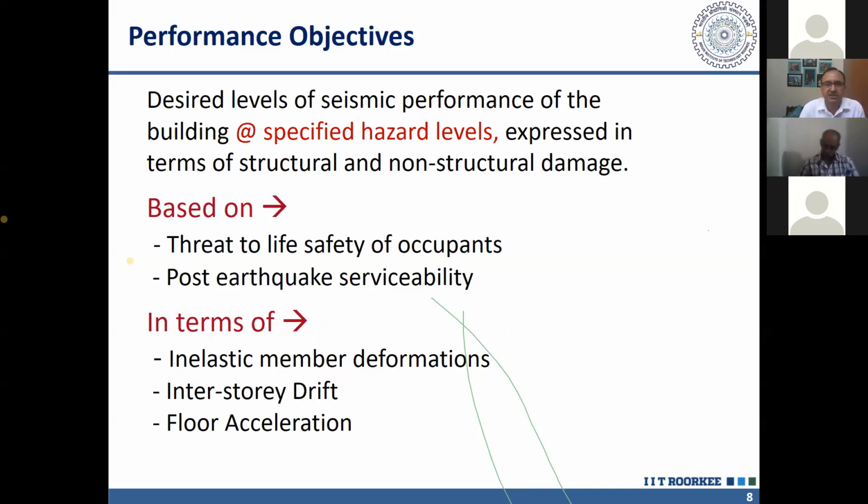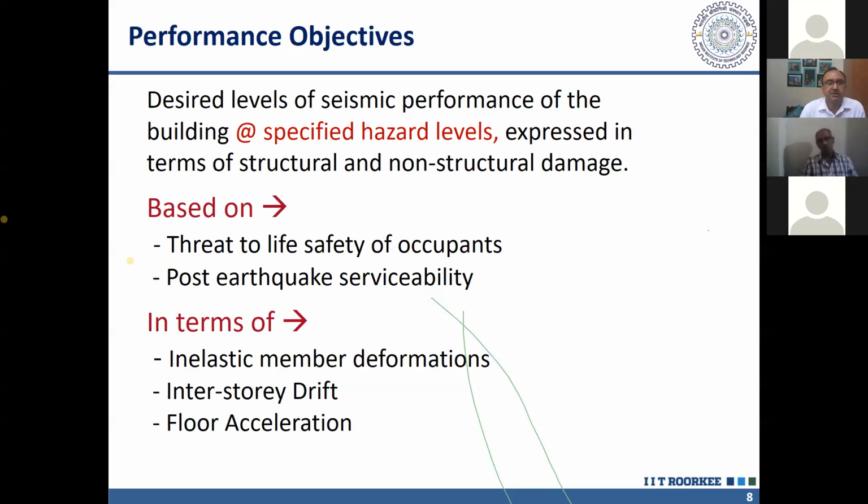on hazard level and performance level. So the performance level is an estimation of the expected damage. And when we are talking about damage, we consider both structural as well as non-structural damage. And this quantification, this limit on the damage is based on two aspects. One is the threat to the life of the occupants. So we want that the occupants of the building should be safe.